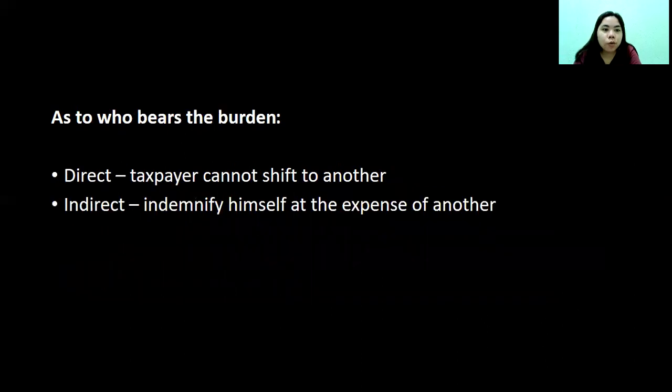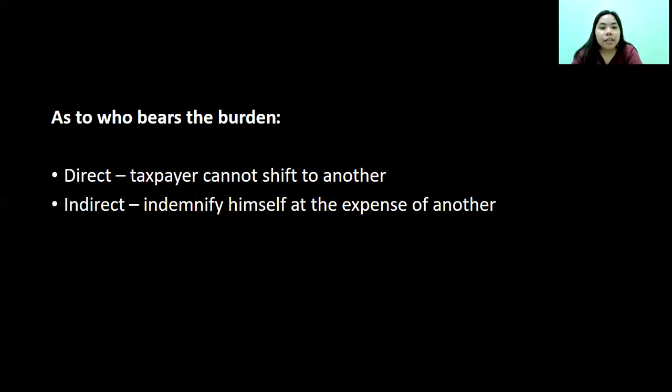Third is as to who bears the burden. Direct tax is where the taxpayer cannot shift the burden to another. Meaning, when it is imposed on a direct taxpayer, it cannot be imposed on another person. So he is the sole taxpayer of the tax being imposed on him. Income taxes are an example of direct taxes.